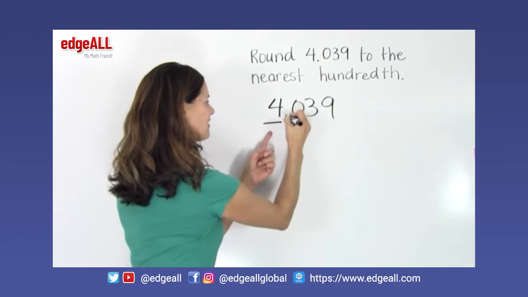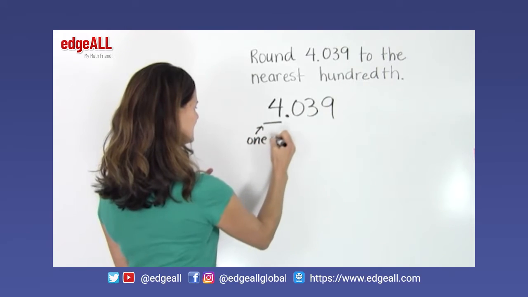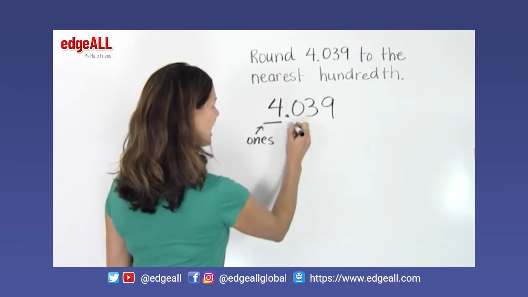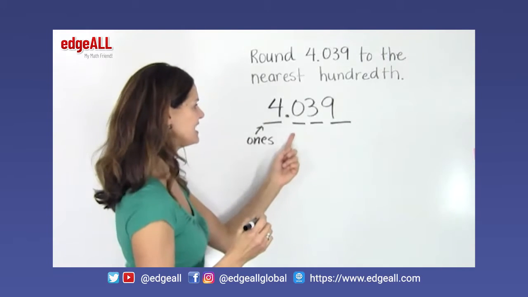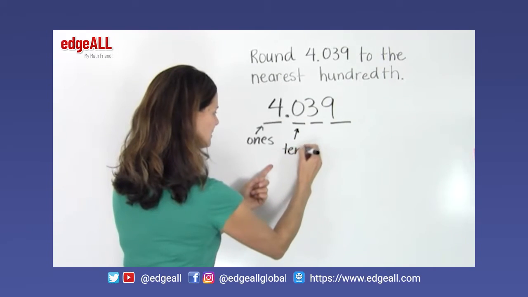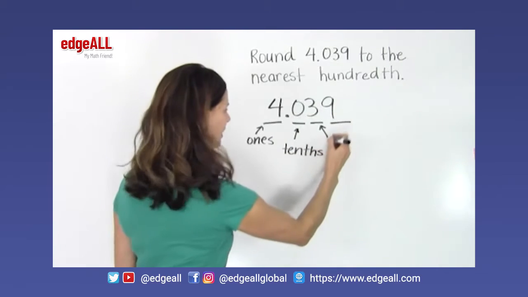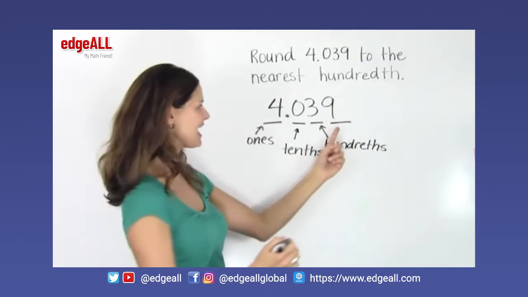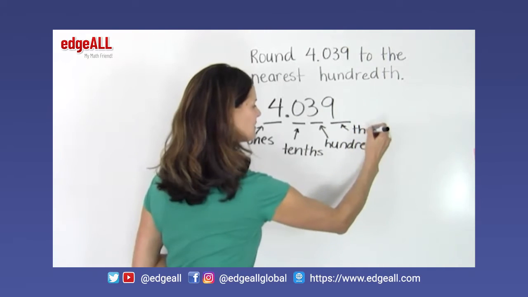The number to the left of the decimal is our whole number, and this 4 is in the ones place. And then to the right of the decimal, each place to the right of the decimal point has values that decrease by multiples of 10. So our first position to the right of the decimal is our tenths place. The next position, the 3 in this problem, is in the hundredths place. And this 9 here, this third one over, is in our thousandths place.